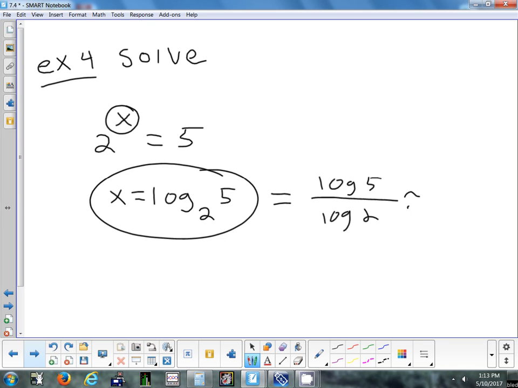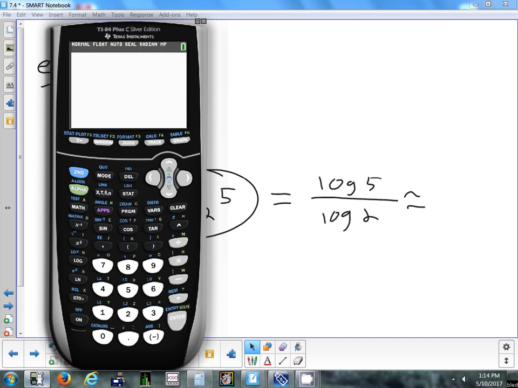So just to show you how that works, log 5. Make sure you close parentheses. If you don't, it won't come out right. Not that important that you close the parenthesis after the 2 because you're done. You're not typing anything else. So it's about 2.322.